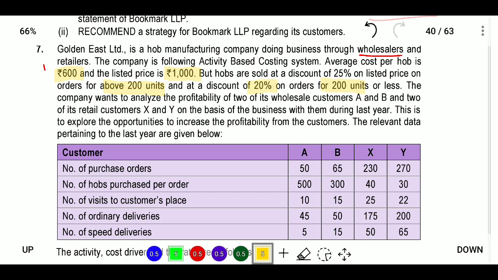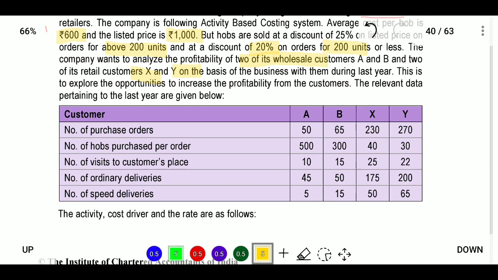Next, there are two wholesaler customers A and B, and two retailers X and Y, and we are required to provide a customer profitability statement for each. So we are creating the tabular form. A and B are wholesalers, X and Y are retailers. We have the information of list price and discounts. The discount percentages, 25 for some and 20 for others, are based on orders.